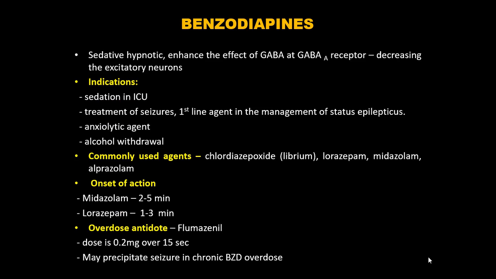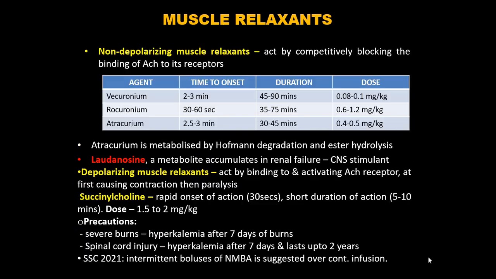Coming to benzodiazepines, sedative hypnotics enhance the effect of GABA receptor, decreasing the excitatory neurons. Indication, we don't use for sedation, but it is the first line agent for treatment of seizures and anxiolysis, as well as it can be used for alcohol withdrawal. Commonly used agents are chlordiazepoxide, lorazepam, midazolam and alprazolam. Overdose antidote is flumazenil. Dose is 0.2 milligram over 15 minutes. It may precipitate seizure in chronic benzodiazepine overdose patients.